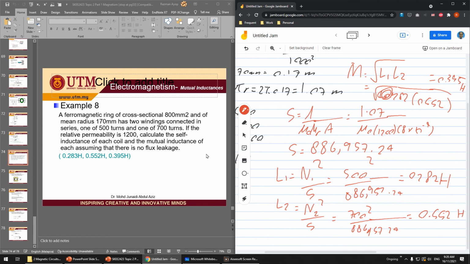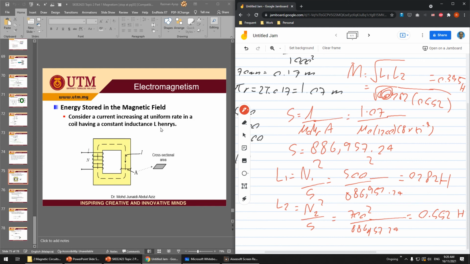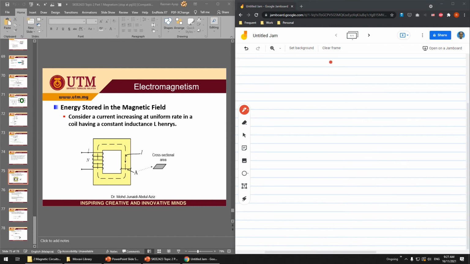We will continue with the next topic, which is energy storage in the magnetic field, which is also a part of the inductance. You can see here, consider a current increasing at a uniform rate in a coil having a constant inductance. So you have a constant inductance here.